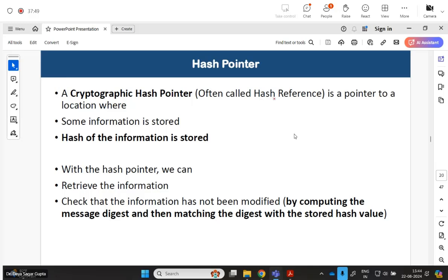It is something different. This hash reference is something different. What a pointer represents is obviously some information stored. Now, the hash of the information is stored. What does it mean? Let us say we have a block in the blockchain, and this is the next block in the blockchain. So this block is going to point to this block through some hash function.